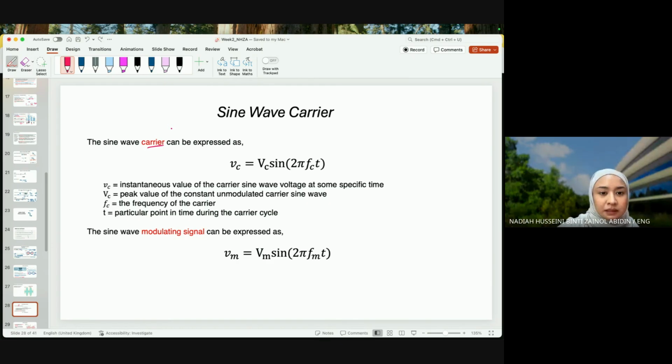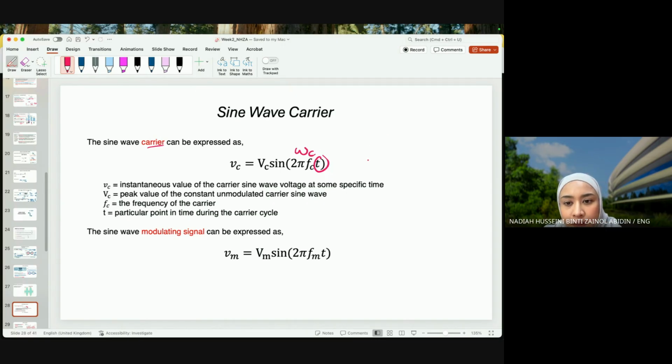So we have small v_c equals capital V_c sin(2 pi f_c t). Now 2 pi f, you learned this in signals, is omega c, same thing. Here v_c is the instantaneous value of the carrier wave voltage at some specific time. It is dependent on t.